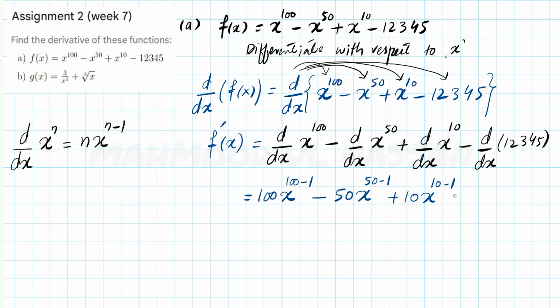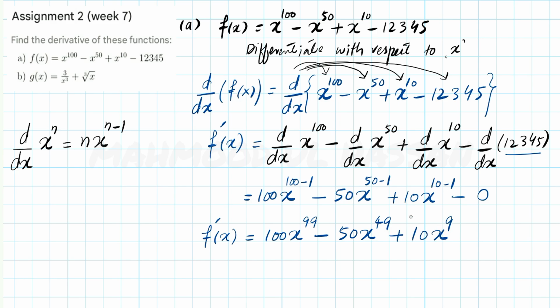Okay, and you know that the derivative of any constant is 0, so the derivative of this constant is 0. So the final derivative of the given function is f prime of x equal 100 times x to the power 100 minus 1, which is 99, minus 50 times x to the power 50 minus 1, which is 49, and then plus 10 x to the power 10 minus 1, which is going to be 9. So this is the derivative of the function. Got it?